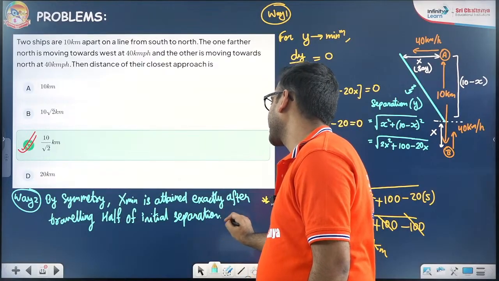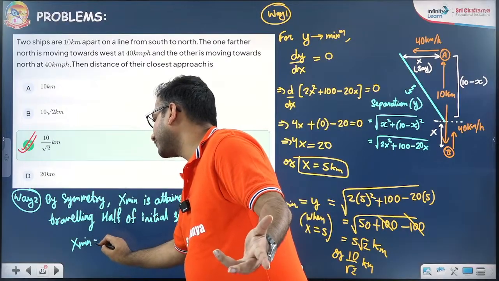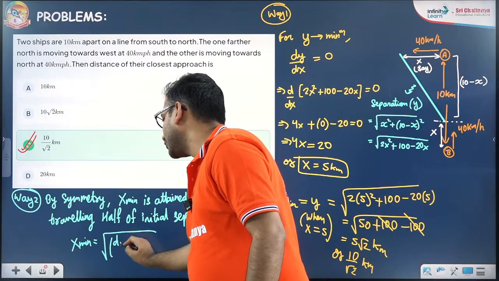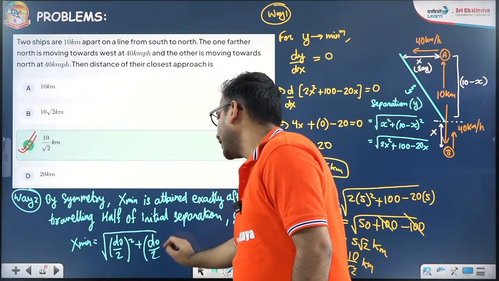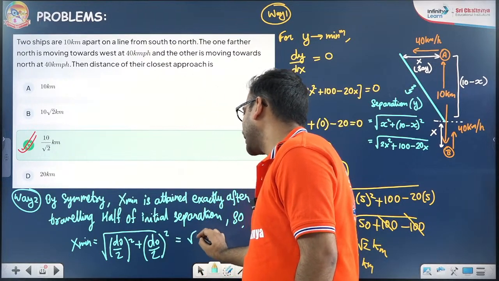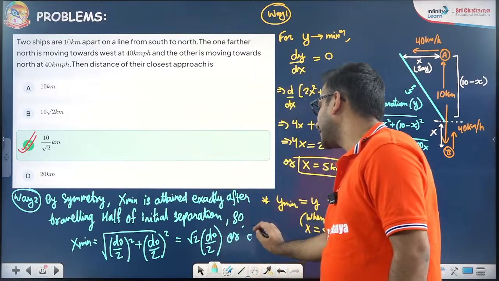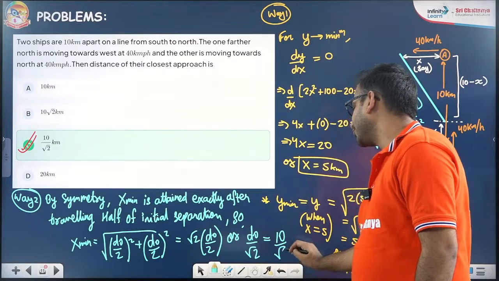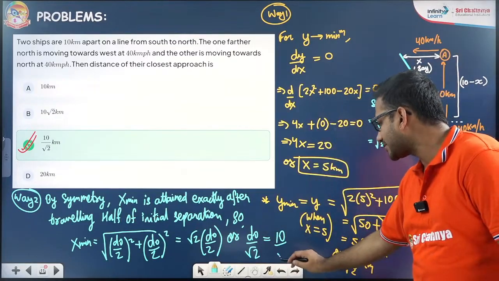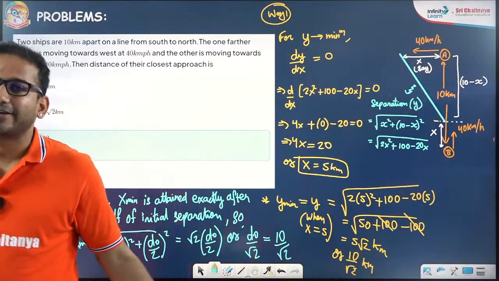So, can I say the x minimum will be given by the remaining half that will be available. So, perpendicular will also be half and base will also be the remaining half, and you can apply the Pythagoras. So, that will be root 2 times d naught by 2, or you can also write it as d naught by root 2. So, that is equal to 10 by root 2. See, that's the final answer. You can directly use the symmetry, which I have told you.